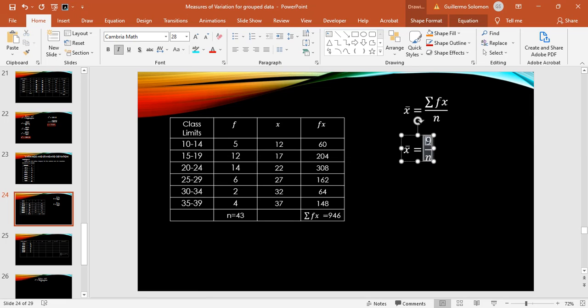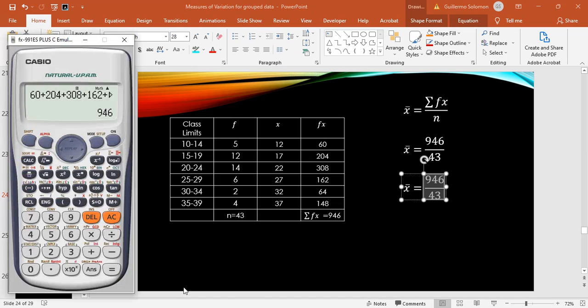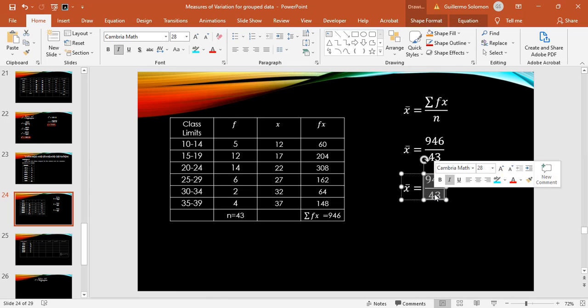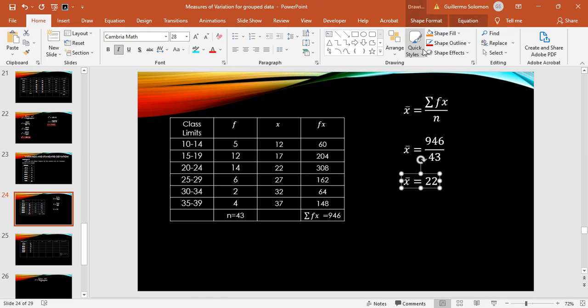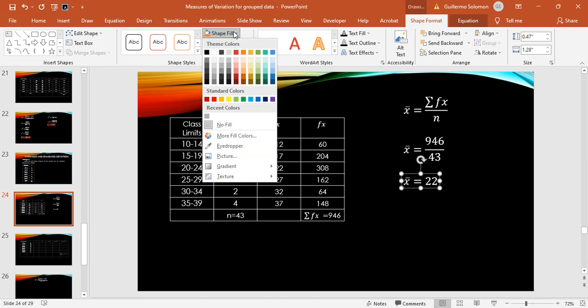Okay, 946 divided by 43, that is, ang ating value is 946 divided by 43 pala. Sorry. 946 divided by 43, that is 22. Okay, so whole number na nakuha natin. So, no need na gumamit ng round off. Okay, 22. So, itong mean natin, ang gagamitin natin to compute the standard deviation and the variance.